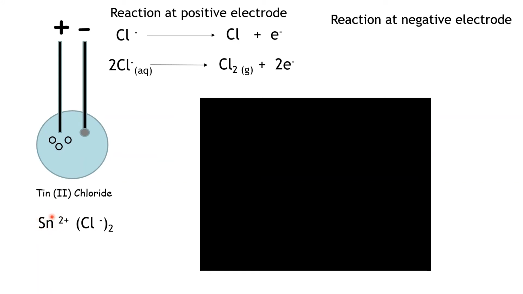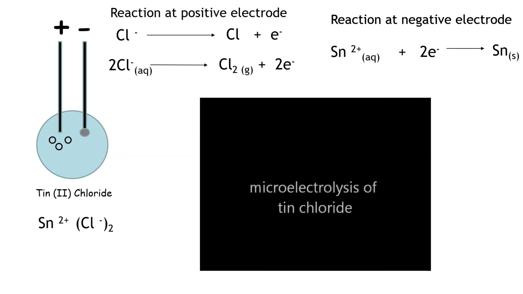The positively charged tin 2+ ions will move towards the negative electrode. The negative electrode will give those tin 2+ ions 2 electrons, so the tin ions become tin atoms, and we see tin formed at the electrode. Here's the video showing what it would look like if you did it in a drop of tin chloride.